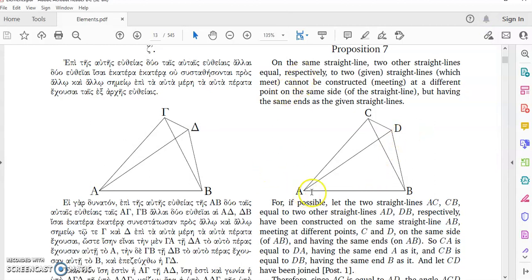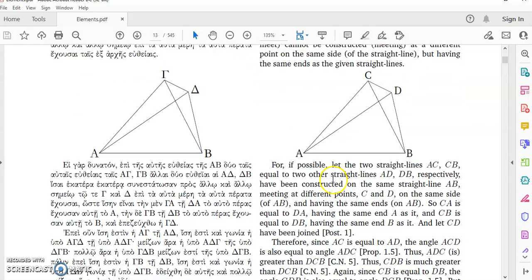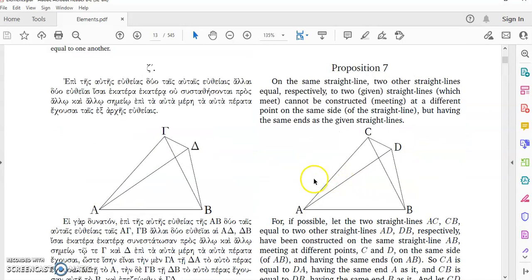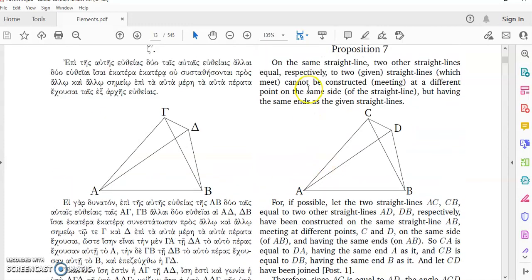Now, this proposition I think is a rather obvious one, and I don't know why Euclid bothered to include it. I suppose if he were to use this proposition later, which I don't think he actually does, then I would have seen some sense in it, but it's pretty obvious.